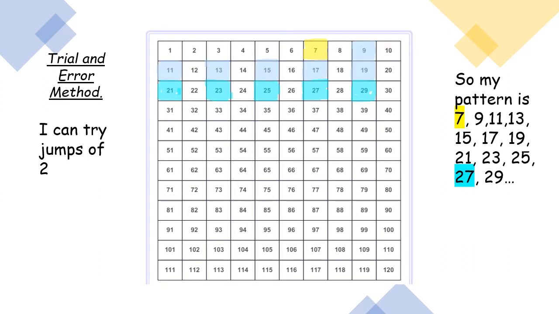And there you go. So my number pattern, 7, 9, 11, 13, 15, 17, 19, 21, 23, 25, 27, 29, and on it goes. And I can go right to the end of the page. So there's my number pattern. So my trial and error sometimes did work.